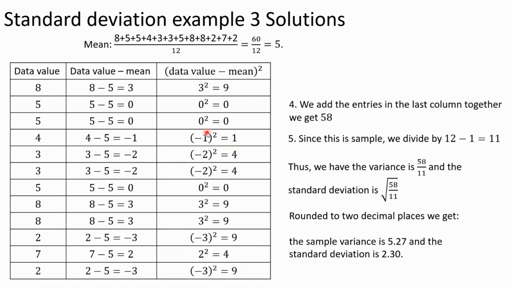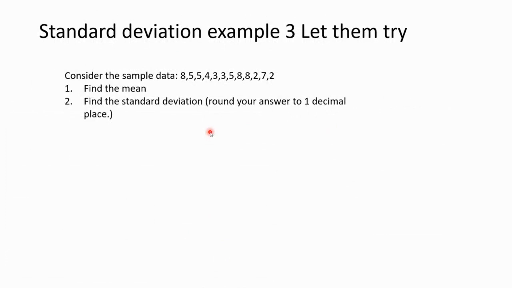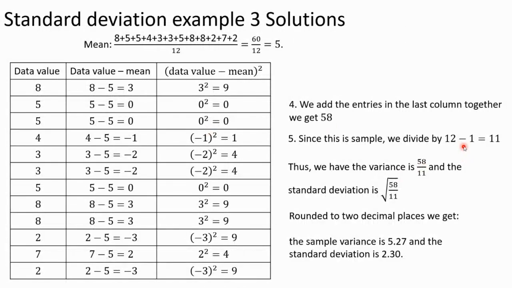Now remember, this is sample data by assumption. I think I said that. Yeah, this is sample data. So what you do, remember, is you divide by 1 less than the number of data values, or the number of data values minus 1, in other words. So we have 12 minus 1 is 11, okay? So we have that. Then what's the variance? We have 58 over 11, right? That's the variance. Again, you just divide.